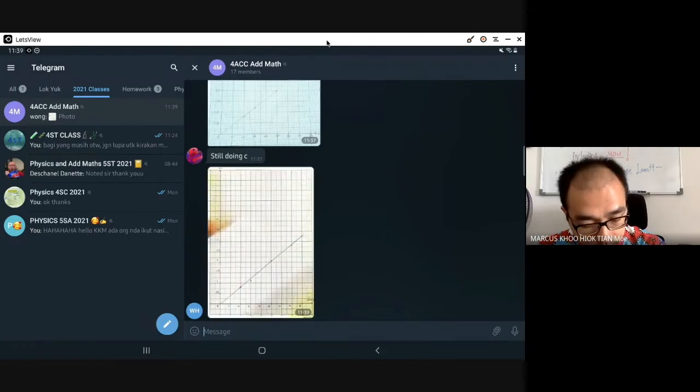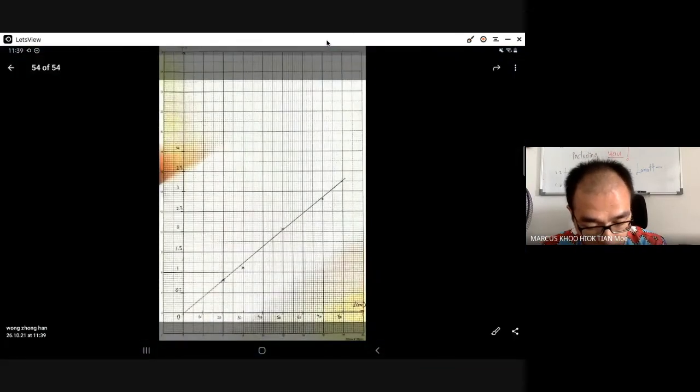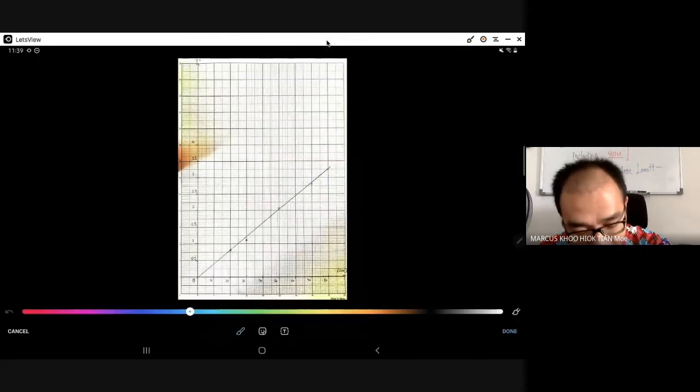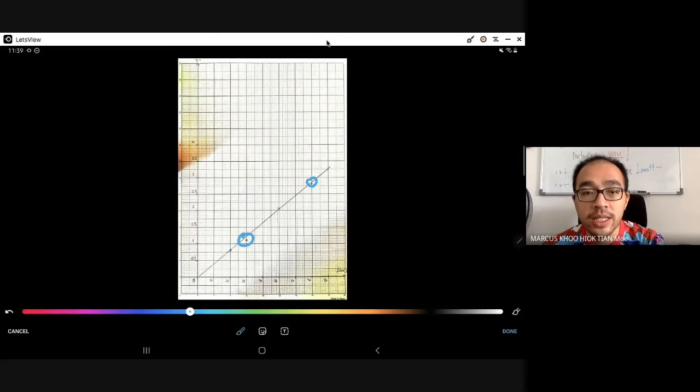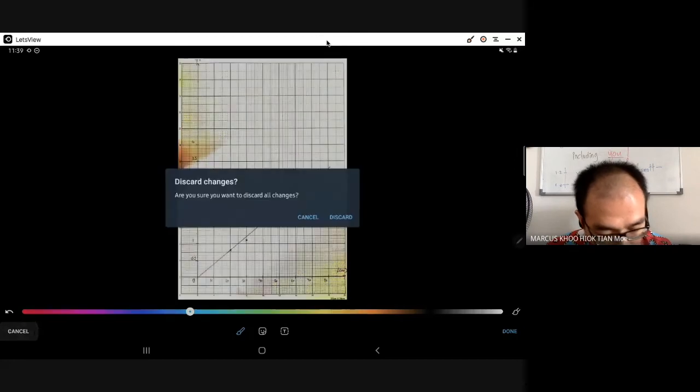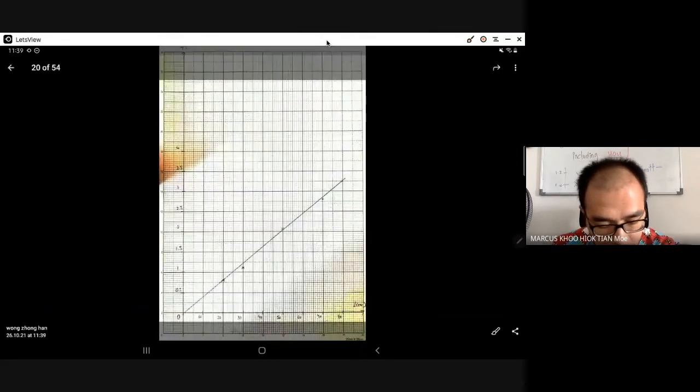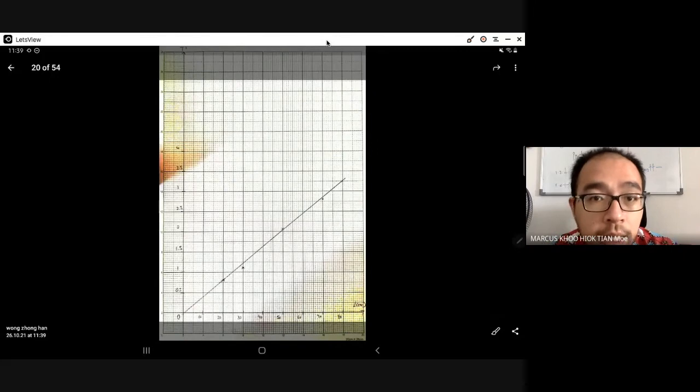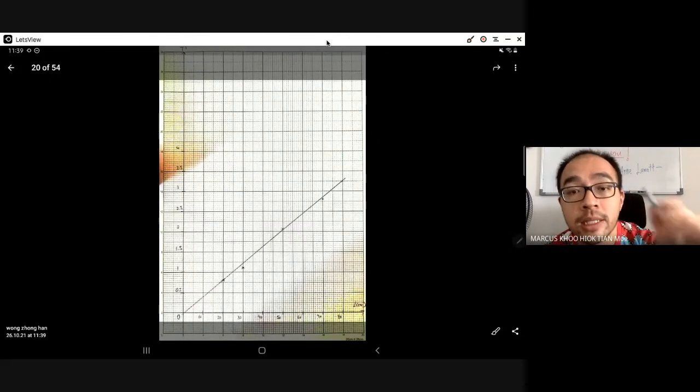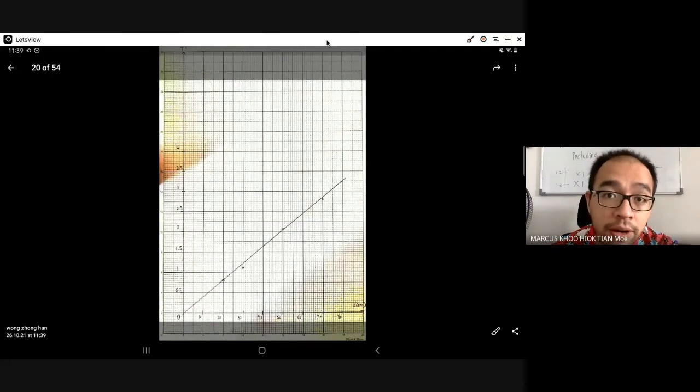Wang Zhong Han. Oh, see? Not bad. Not bad, except that there are 2 points that are not right, somewhere at the bottom. But I think it's okay. A very important thing that you managed to see is that the C, the y-intercept, actually is 0. That's a very important thing.